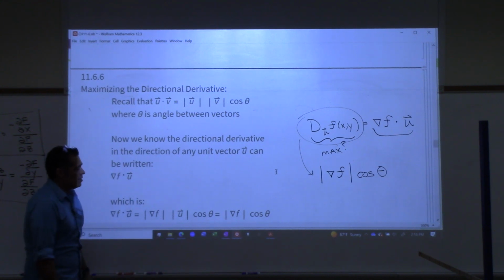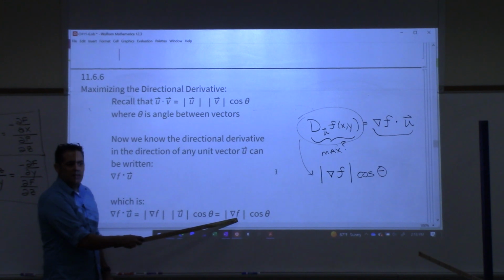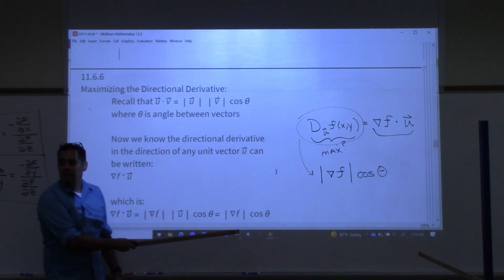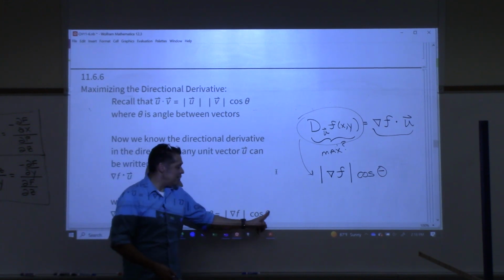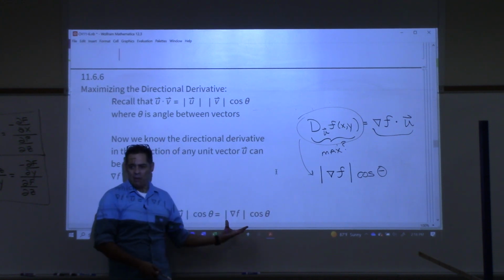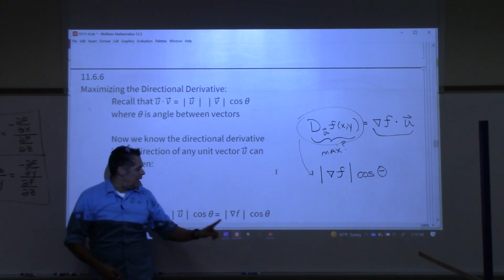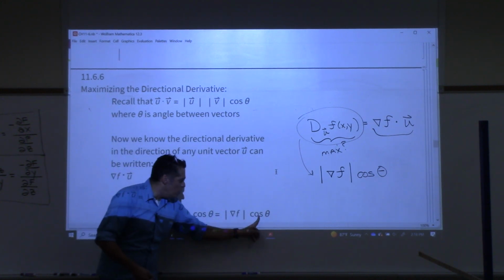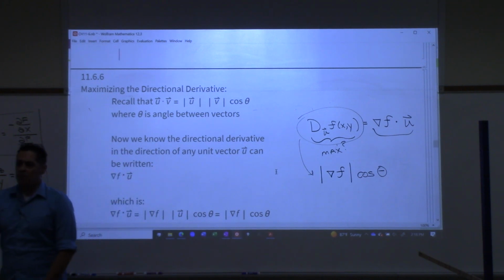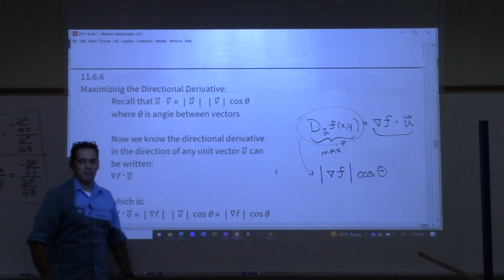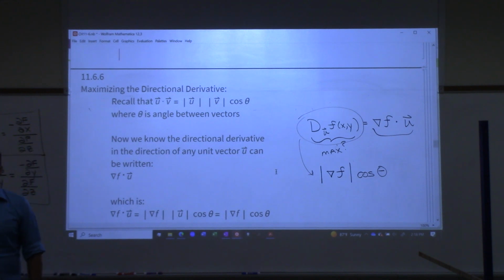Now the question is, when is this the biggest it can be? When cosine is 1. When this thing turns out to be 1, that's the biggest this will ever be. Cosine is bounded between -1 and 1, so the biggest this could ever get is when that is 1. Which means that the angle theta must be what? Cosine of what gives you 1? 0. And 180, yes.